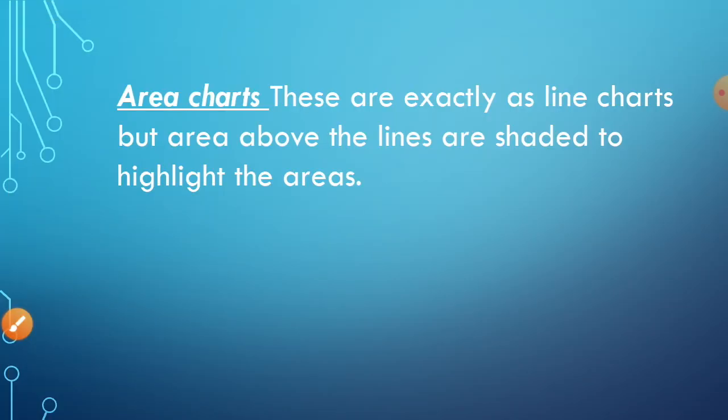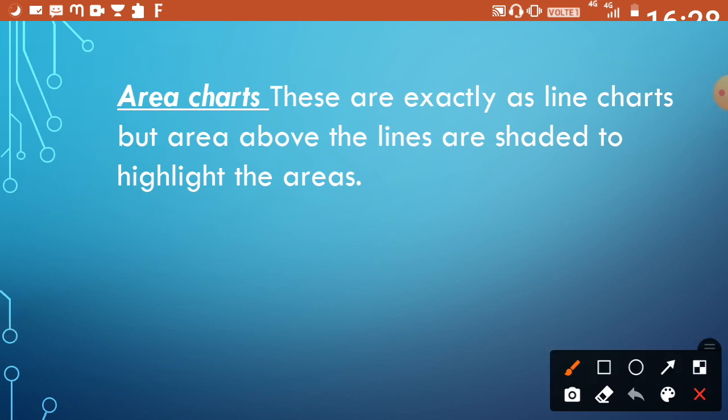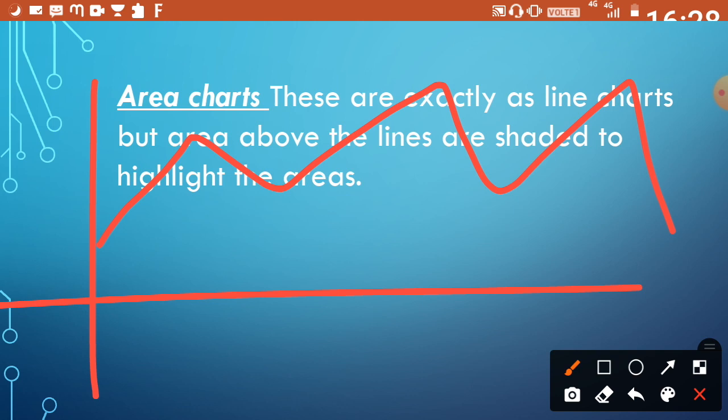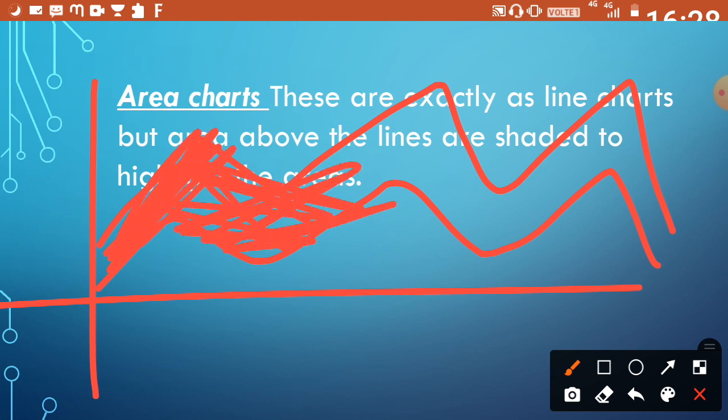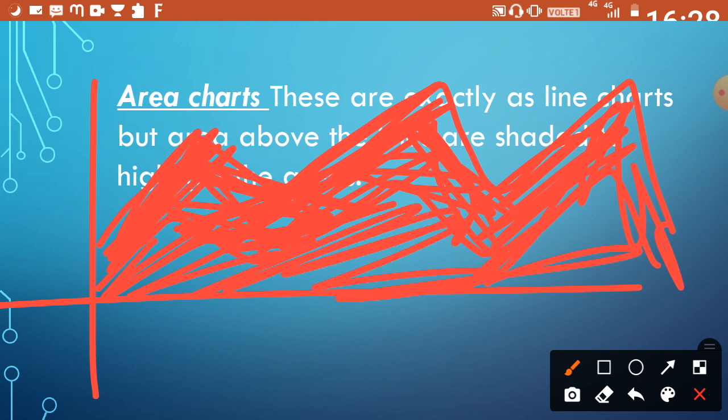Let's move on. Then comes your area chart. An area chart is similar to a line chart. Let's consider this is your line chart, something like this, and let's consider I have two lines here, presenting two different frequencies. What you have to do is color the area below the line. This is what an area chart is. You just have to color the area below the lines.